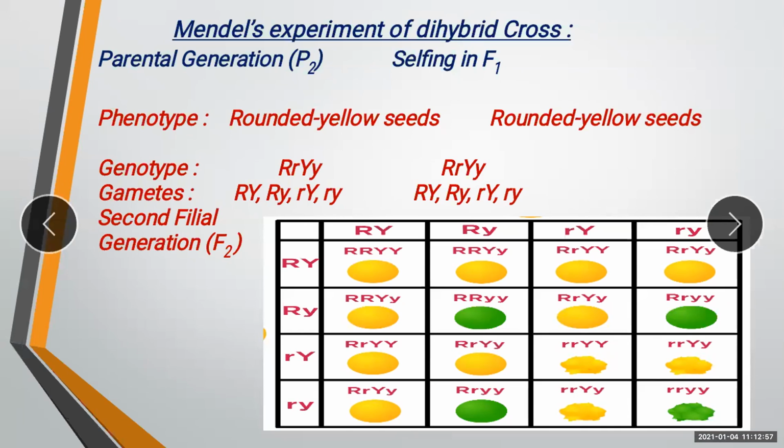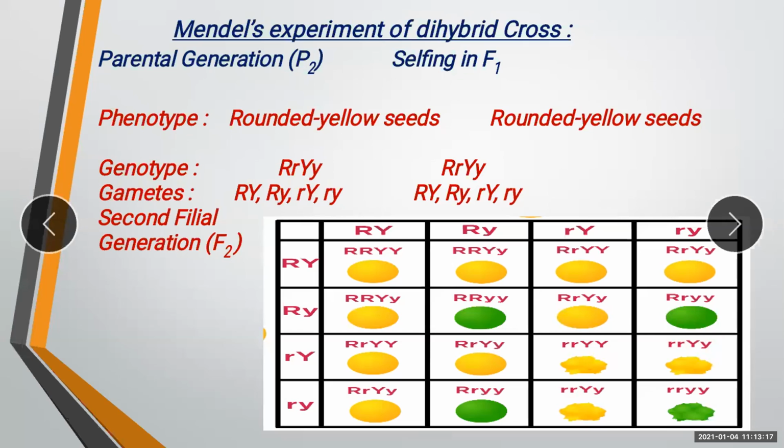Now wrinkled yellow seeds were not there in the parent generation, isn't it? We were not having wrinkled yellow. We are having round yellow and wrinkled green. But now we are getting a new combination, that is wrinkled yellow. Where are the wrinkled yellows? Here you can see how many are there. 1, 2, 3. 3 wrinkled yellow.